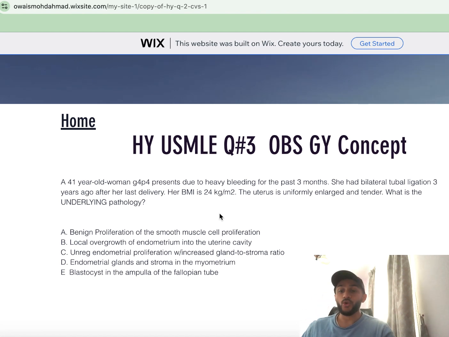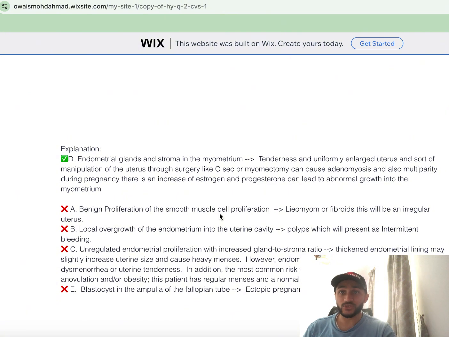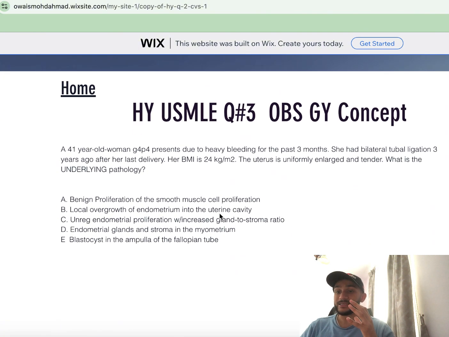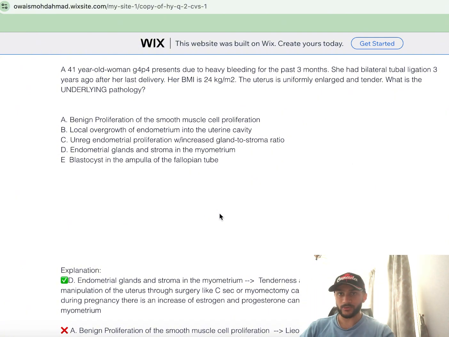Choice B, local overgrowth of endometrium into the uterine cavity. That's the incorrect answer as well. Local overgrowth of endometrium into the uterine cavity is going to be polyps, which present as intermittent bleeding. So you're going to get polyps growing, which present with intermittent bleeding. That's not happening here, because we are not getting intermittent bleeding. Over here there's more heavy bleeding.